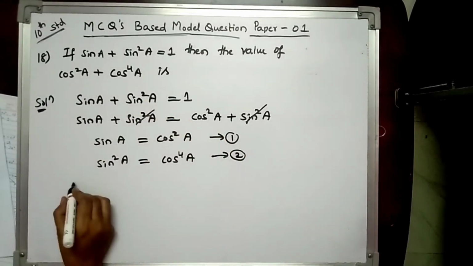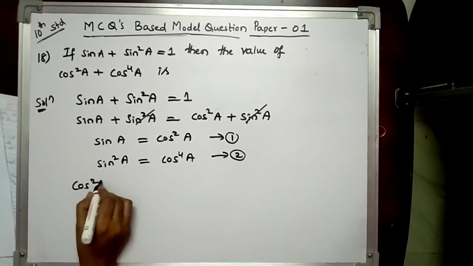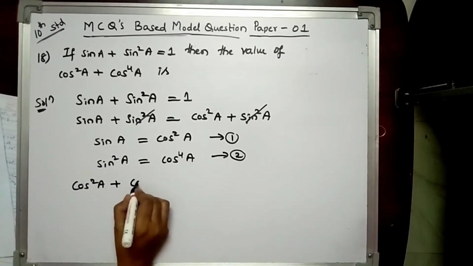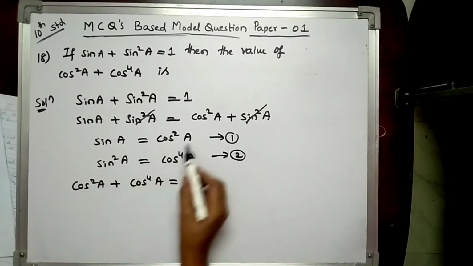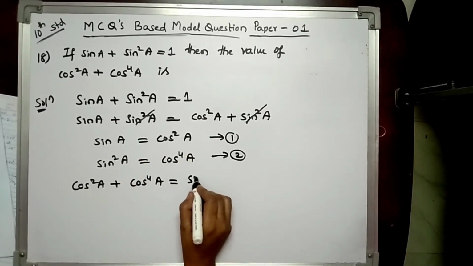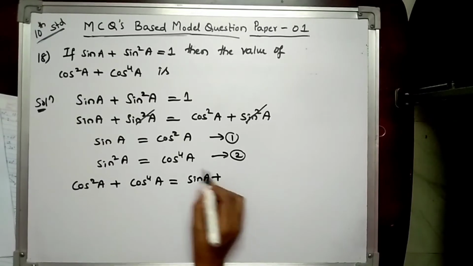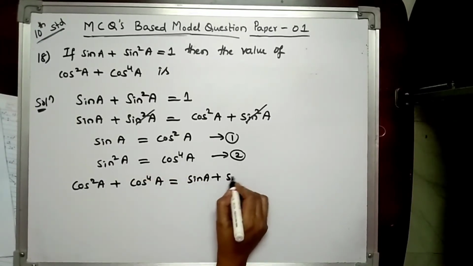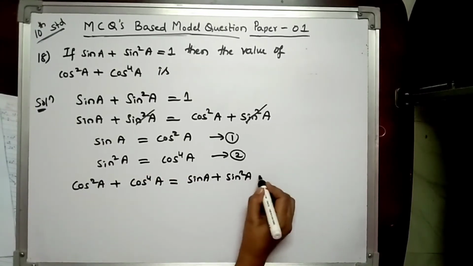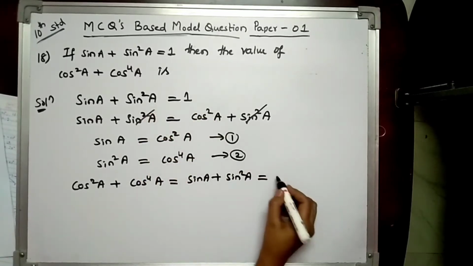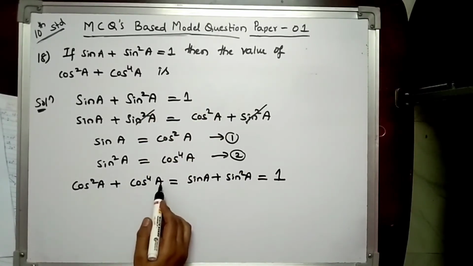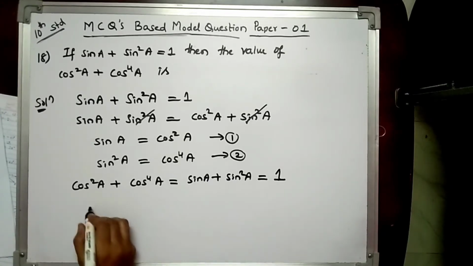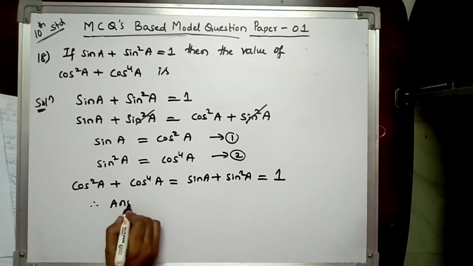Then we want cos square A plus cos to the power 4A, which is equal to, cos square A means sin A, cos to the power 4 means sin square A. So it is nothing but 1. So the value of cos square A plus cos to the power 4A is also 1. Therefore option D.